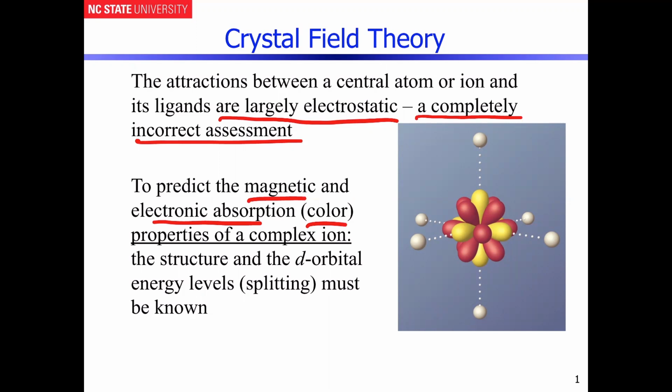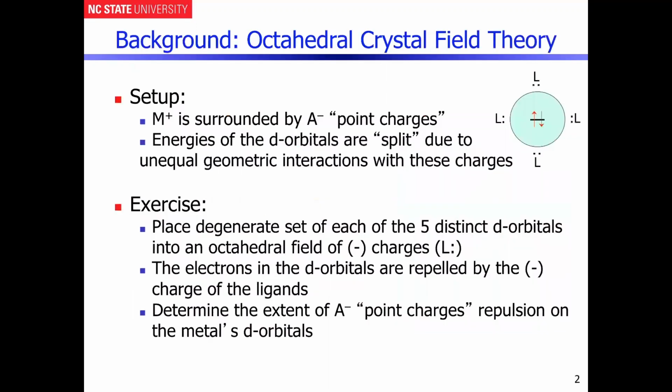And basically, what is that going to do for us? Well, it's going to give us the d orbital energy levels and the splittings as a result. So let's deal with how this works.